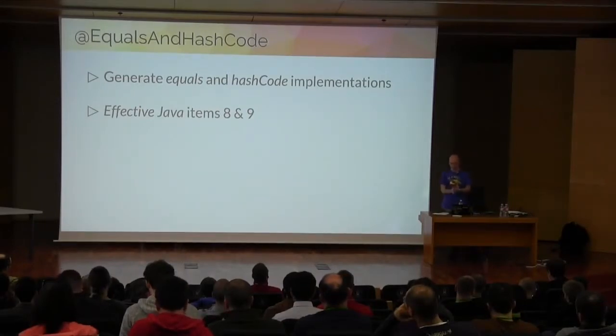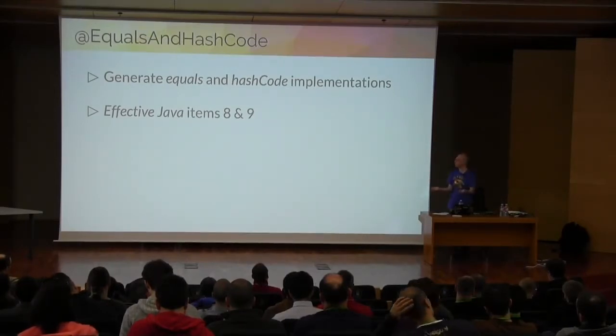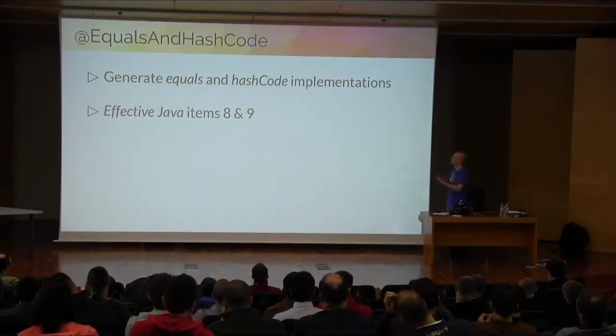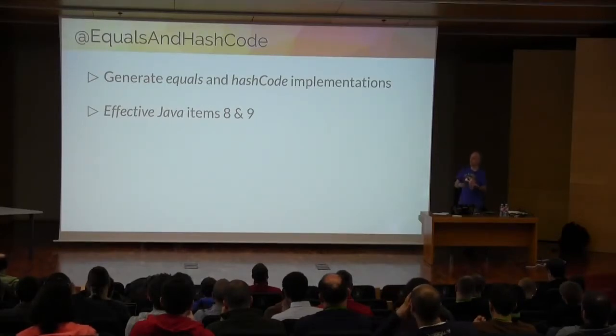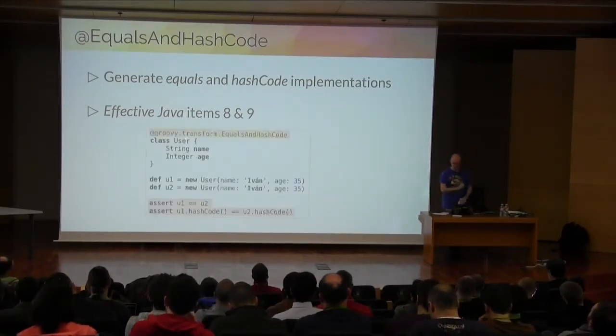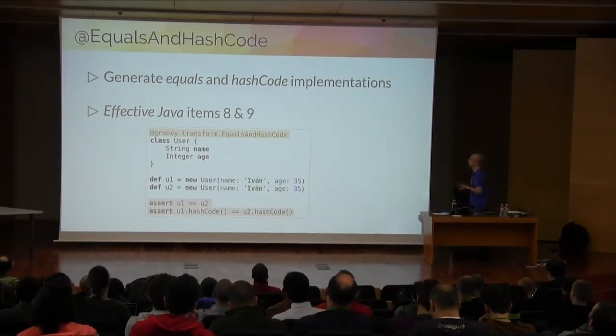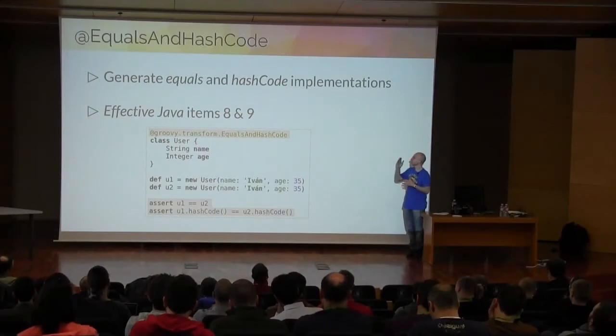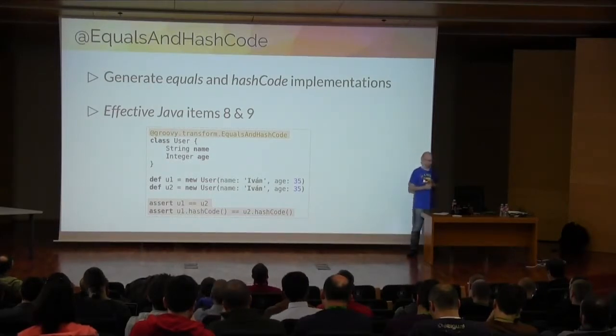And it's not always easy to implement equals, so this annotation does all the hard work for us, because a good equals implementation needs to be reflexive, and check for symmetry, transitivity, consistency, and non-nullity. This is what Joshua Bloch said in the Effective Java book. And you should use the same fields for equals and also for hashCode. So if we have again our User class, we annotate the class with EqualsAndHashCode. We create two instances with the same values, and because we are implementing these methods, we can check that both instances are equal and their hashCode is the same.